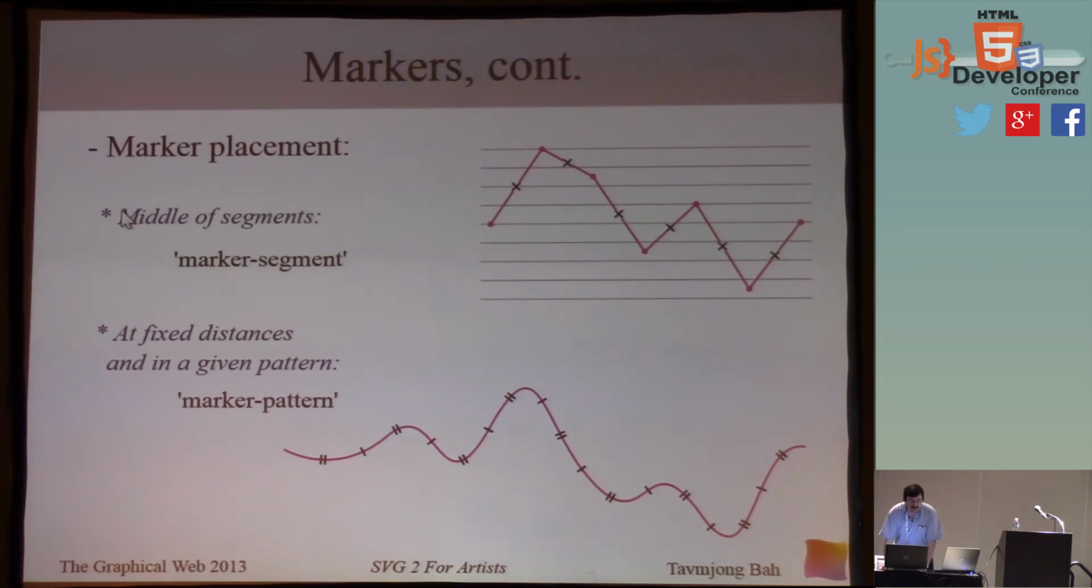There'll also be marker placement, new ways of placing markers. Right now you can only place markers at the ends of the line segments. We'll have ways of placing them automatically in the middle of the line segment, and also we'll be able to place them at fixed distances in some kind of pattern along the line. That's already in the spec.